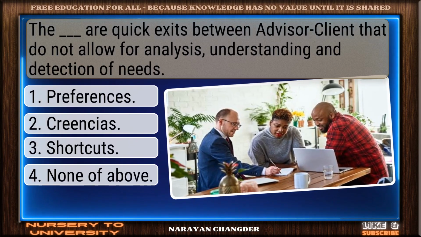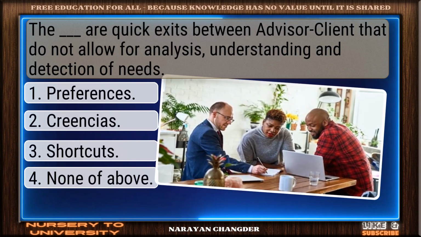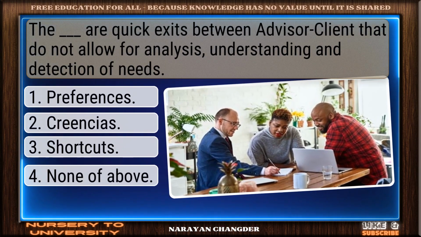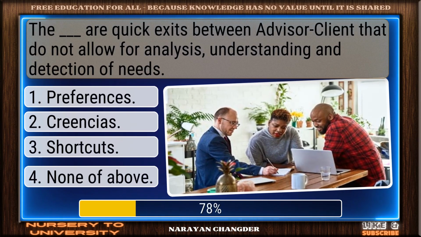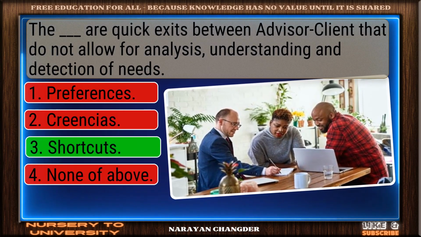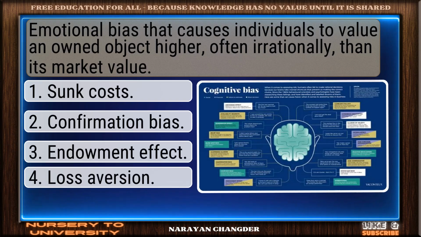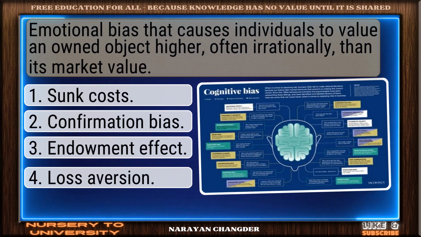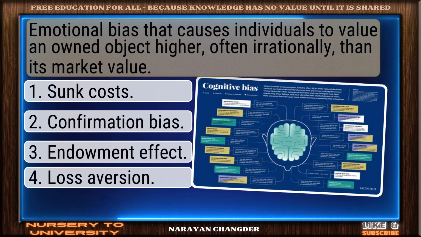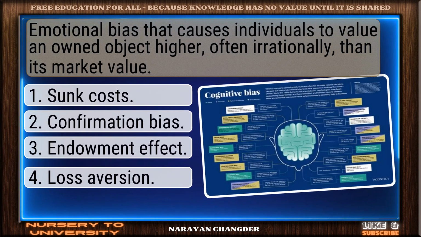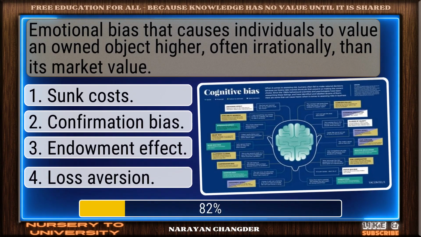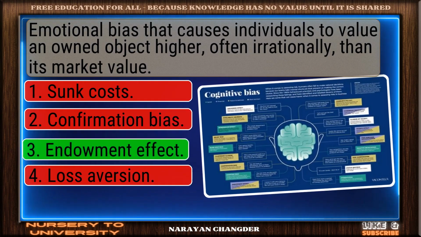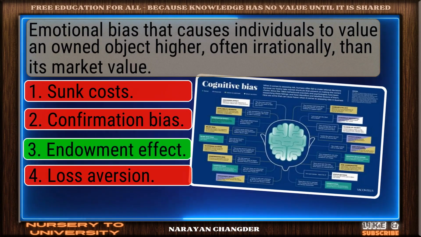The dash are quick exits between advisor-client that do not allow for analysis, understanding, and detection of needs. Perfect. Shortcuts is the correct choice. Emotional bias that causes individuals to value an owned object higher, often irrationally, than its market value. Great thinking. Endowment effect is the right choice.